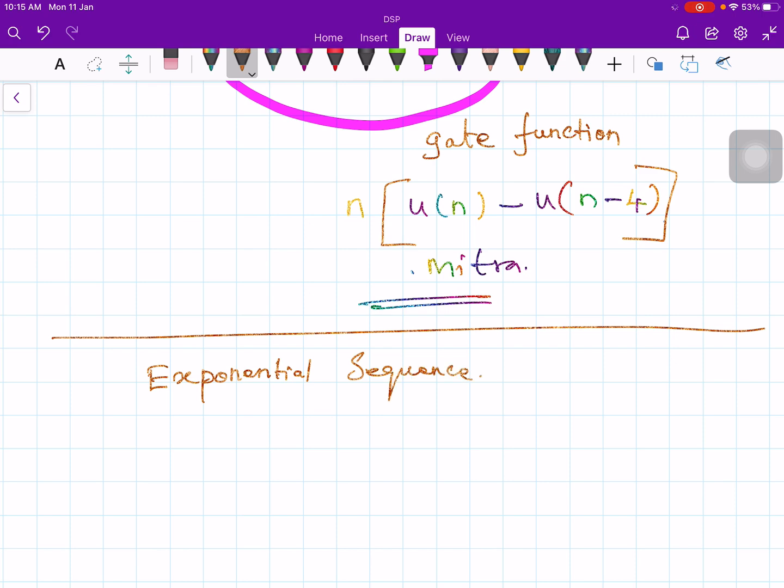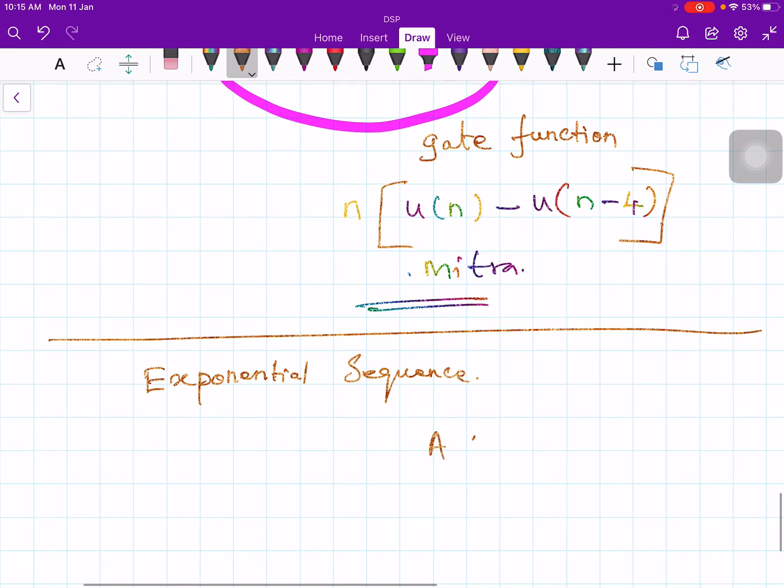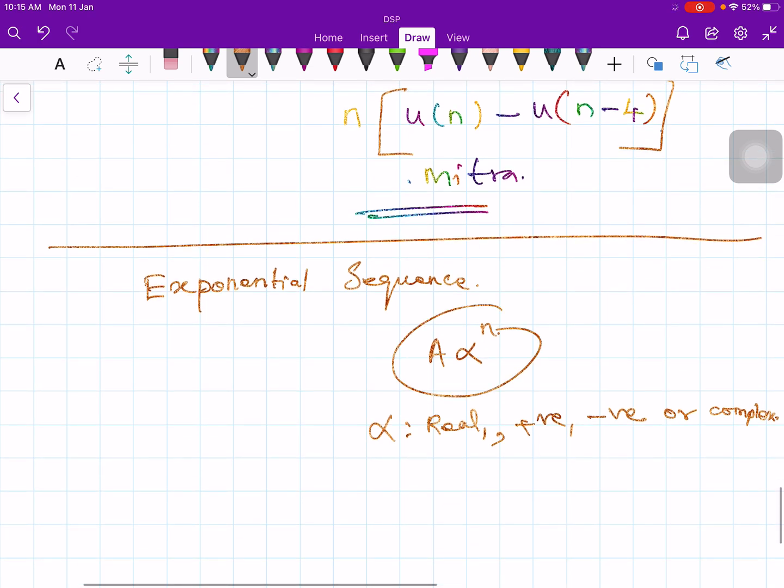Okay, and it is of the form a times alpha to the n. Alpha can be real, positive, negative, or complex, whatever it is. In case this starts from n equals 0, then what will happen? You will get a, then a times alpha, then a times alpha to the 2, then a times alpha to the 3, and so on and so forth.